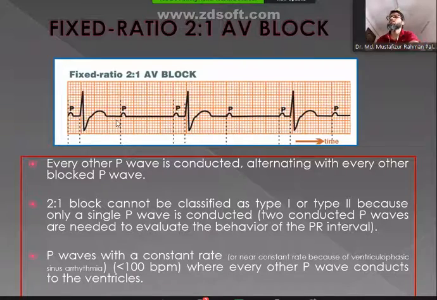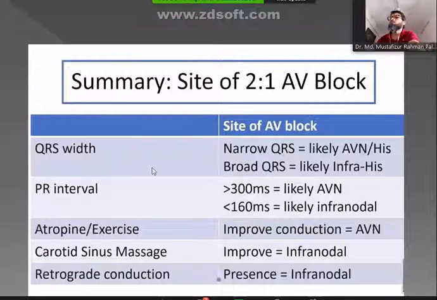And the P wave rate is constant, and for those P waves that are conducted, the PR intervals are constant. It is also a very diagnostic clue: the PR intervals are constant, but every alternate P wave is non-conducted. Some of the diagnostic tools for 2:1 block: if the QRS is narrow, it is most likely nodal or His. If the QRS is wide, it is likely infrahisian. Another tool is the PR interval. If the PR interval is long, prolonged, it is most likely intranodal. If it is short, it is most likely infranodal.